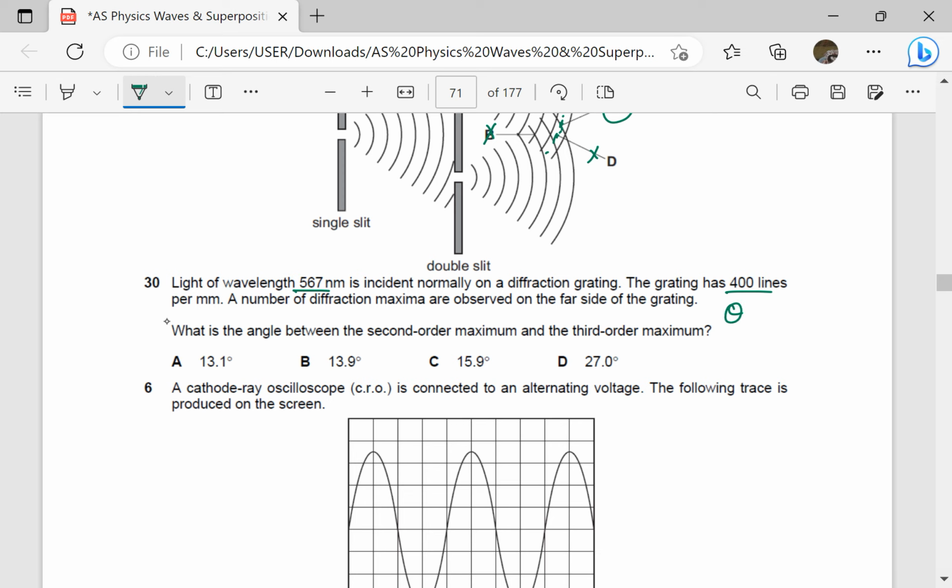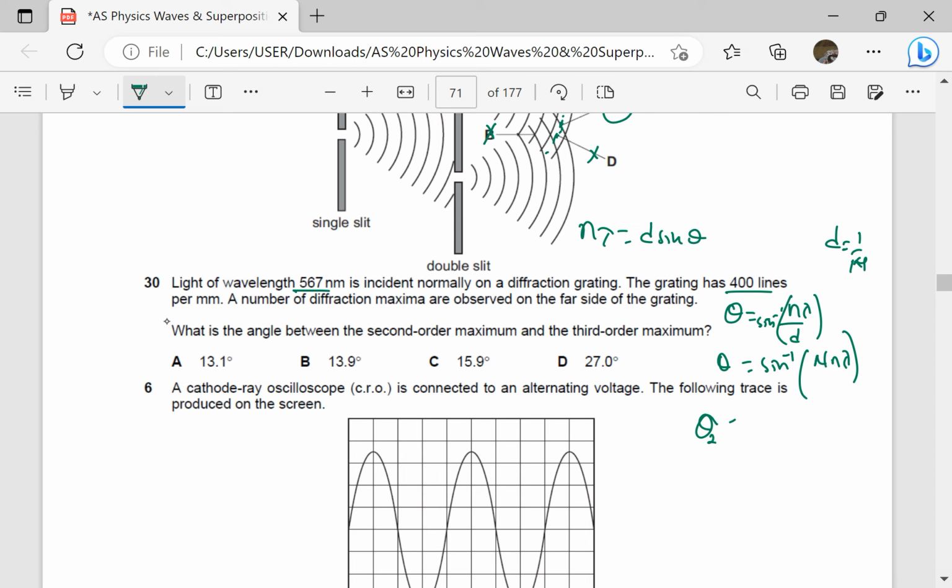So we know that n lambda is equal to d sine theta, meaning theta is going to be the sine inverse of n lambda over d. But then we know that d is equal to 1 over N, so N goes up. So theta is going to be the sine inverse of N times n lambda. Okay, so let's check the first one.